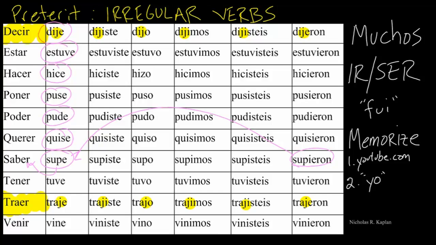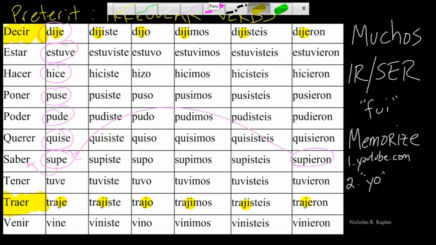Is there a reason? Probably. Do you want that reason? Not really. Because what do you have to do on Friday night? You have to memorize these. I know. Not good.